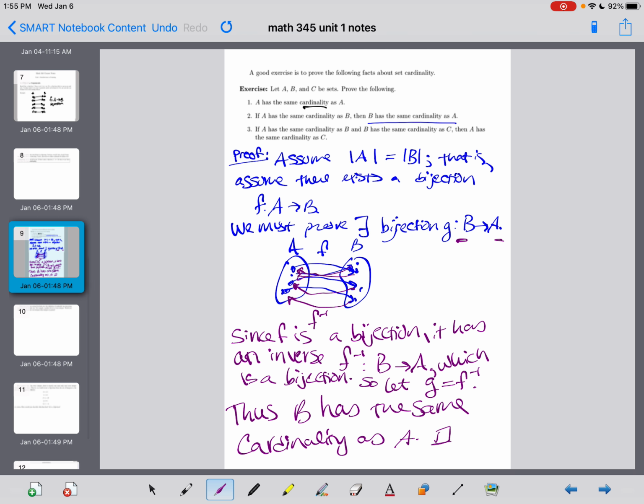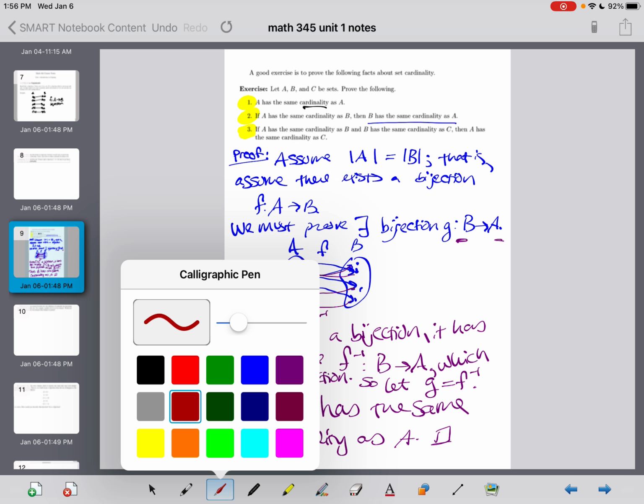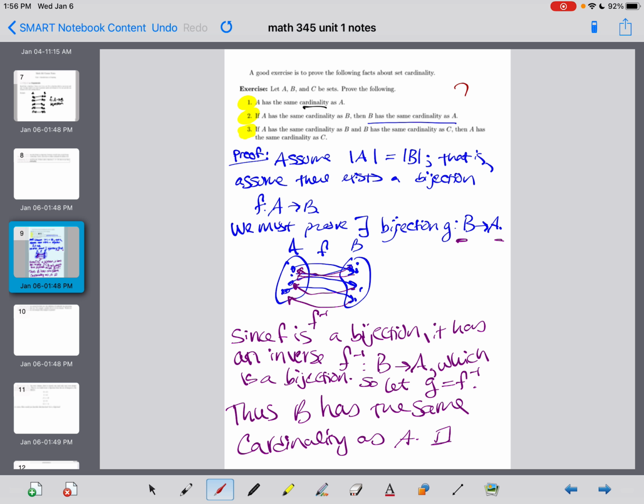But keep in mind that these three facts all together: the fact that A always has the same cardinality as A, that if A has the same cardinality as B, then B has the same cardinality as A, and finally, if A and B have the same cardinality and B and C have the same cardinality, then A and C have the same cardinality. These three facts, when put together, tell you that cardinality is an equivalence relation on sets.